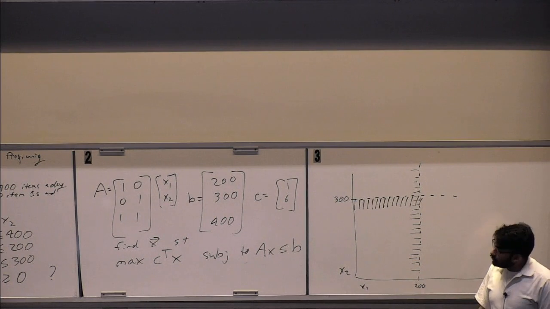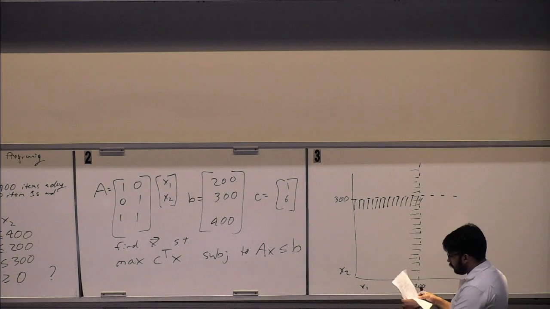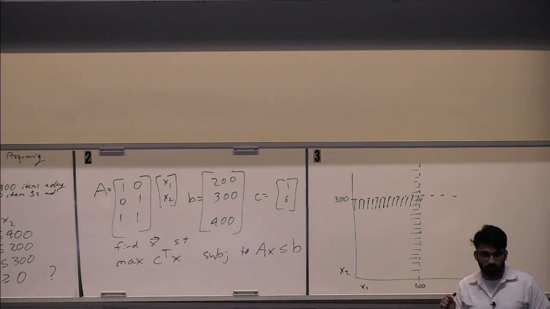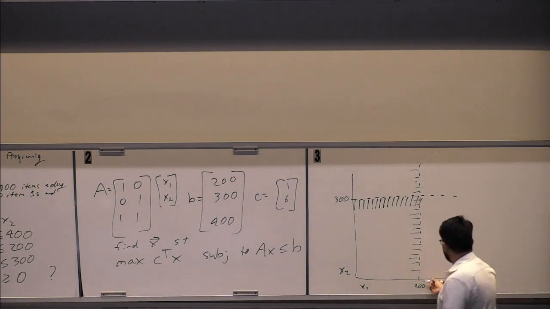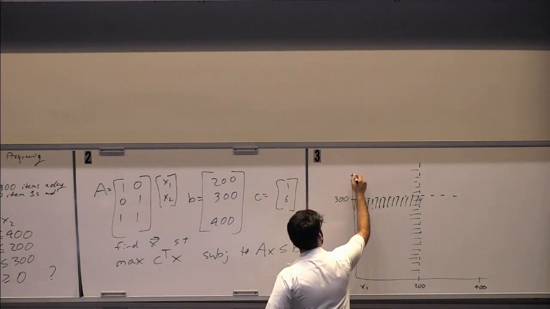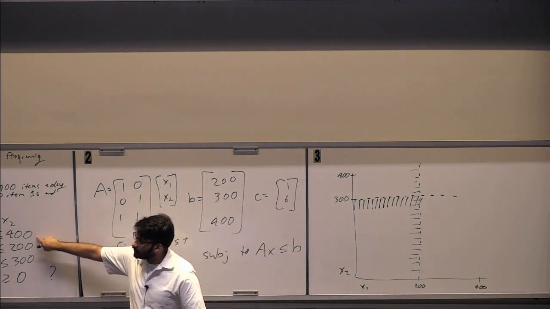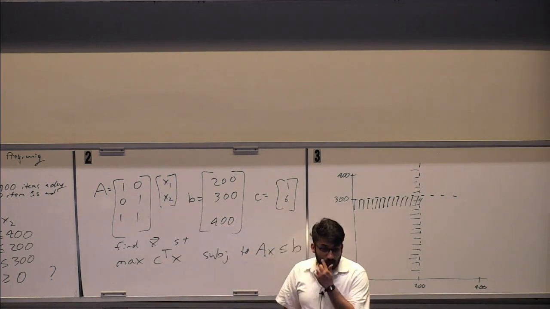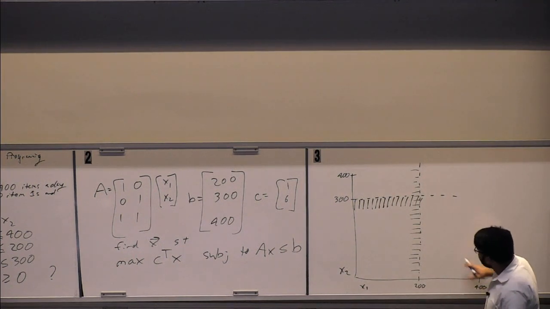Right? We're not done. We have one more equation, which is that x1 plus x2 must be less than or equal to 400. Now, here's the thing. If you set x1 to be 0, then we know x2 is 400, maximally. And if you set x2 to be 0, then we know x1 is 400. So I'm going to mark that 400, this is 300, this is 400. You agree? So maximally, if x1 plus x2 is less than or equal to 400, then if you set x1 to be 0, x2 must be 400. If you set x2 to be 0, x1 must be 400. So we know that it intersects there.